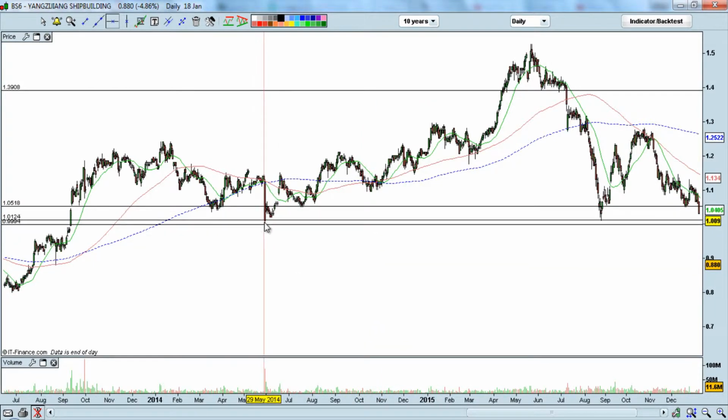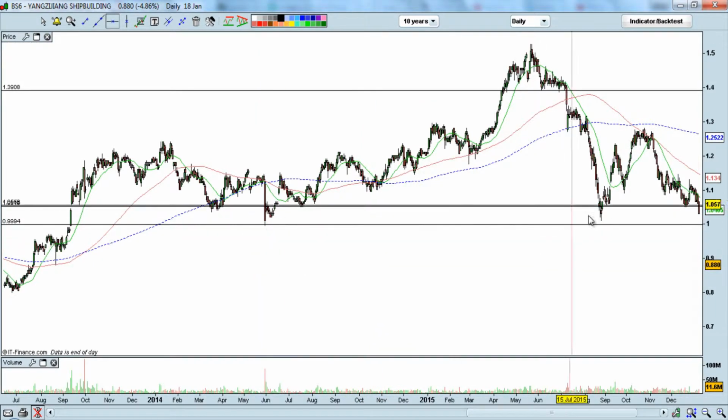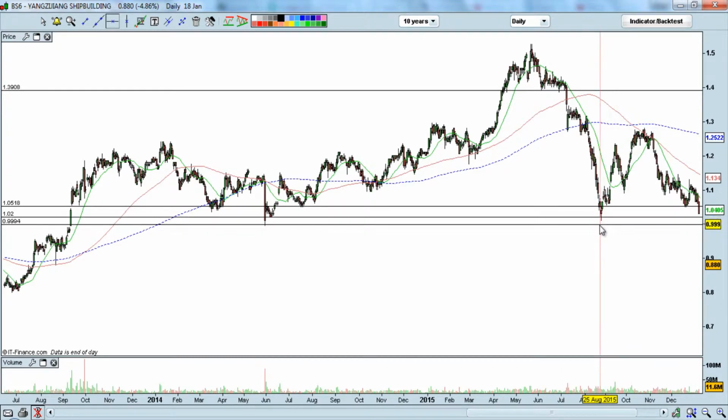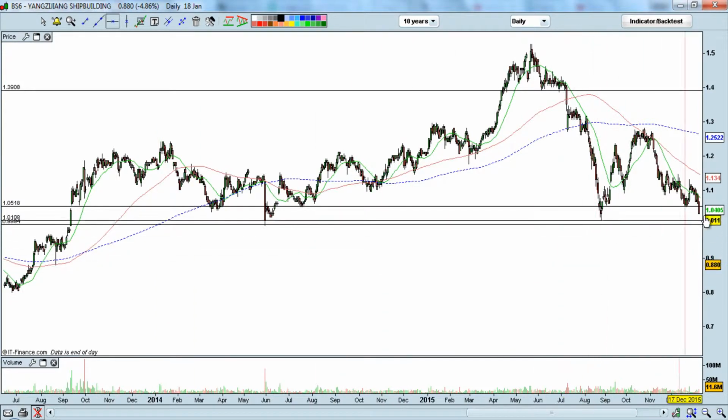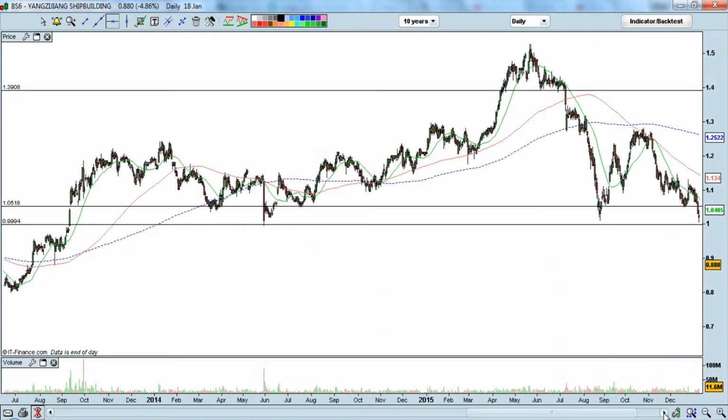Right over here, you can see that $1 was the support in May 2014. It almost touched, but it rebounded, right? So this $1 is a very crucial psychological level, right? So it kind of headed back to $1.